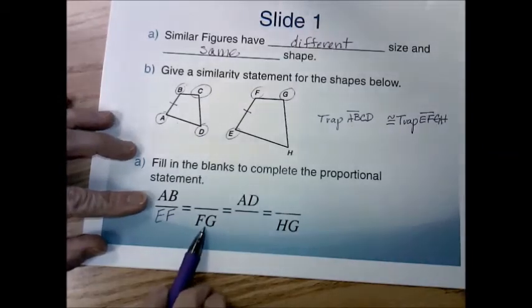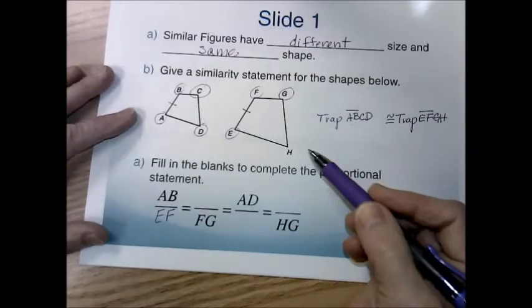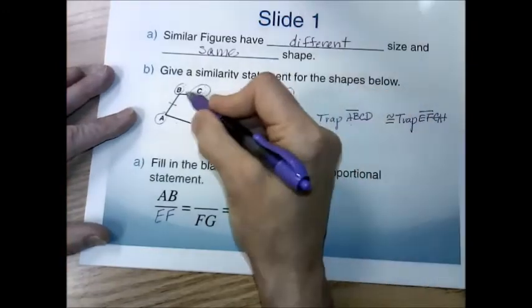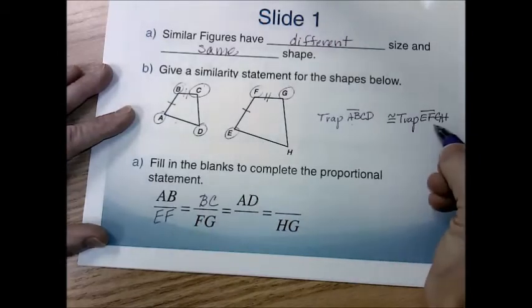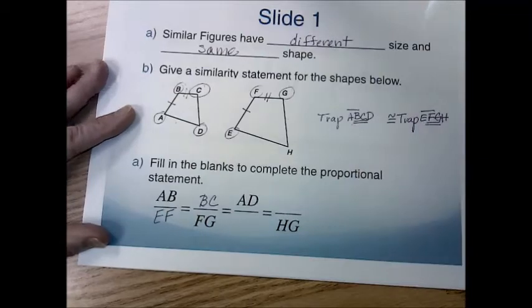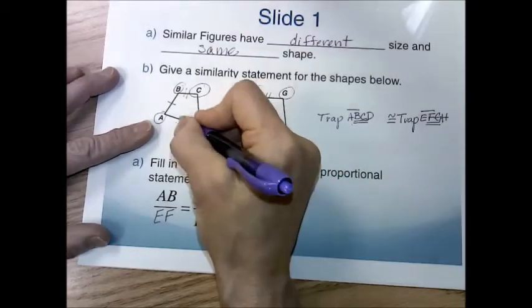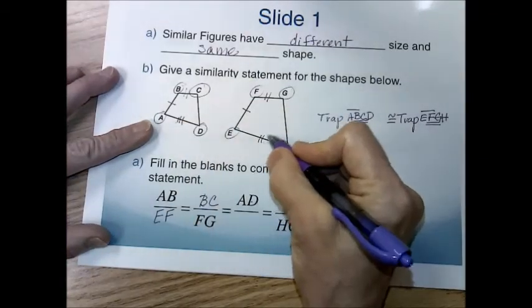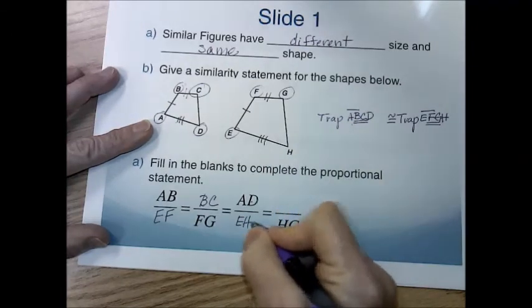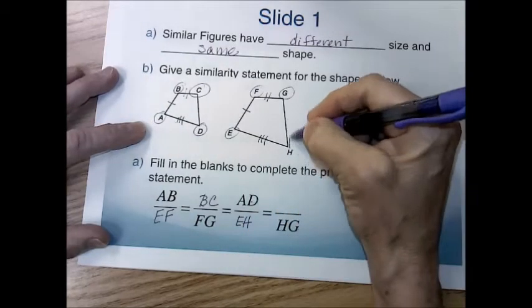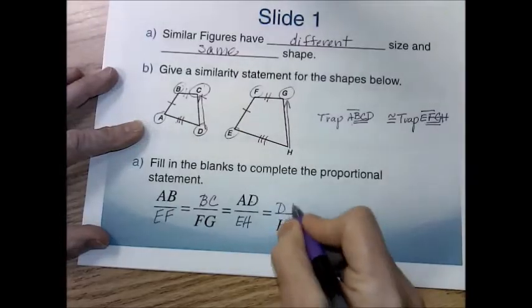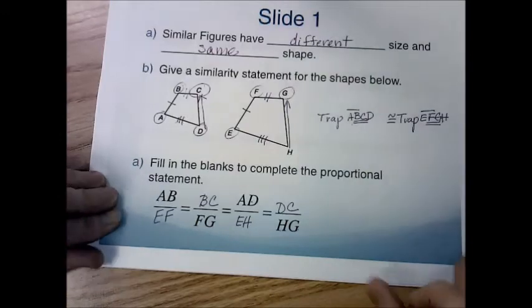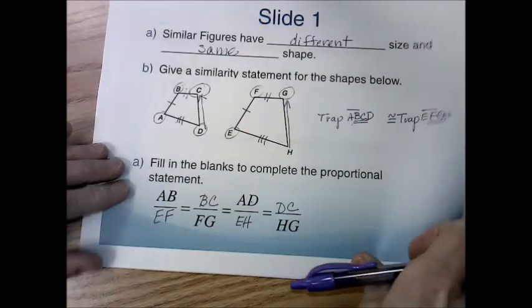Our next one here, FG, if we look at the picture, FG is here, so that would correspond to BC. And again, we could look back at the statement, FG goes with BC. AD here, we'll name that side 3, would correspond to EH, and then we have HG, so H going to G would be D, and then C. So those are your proportional statements for corresponding sides.